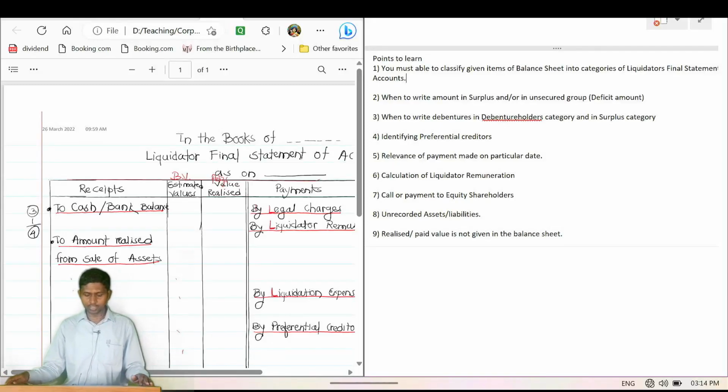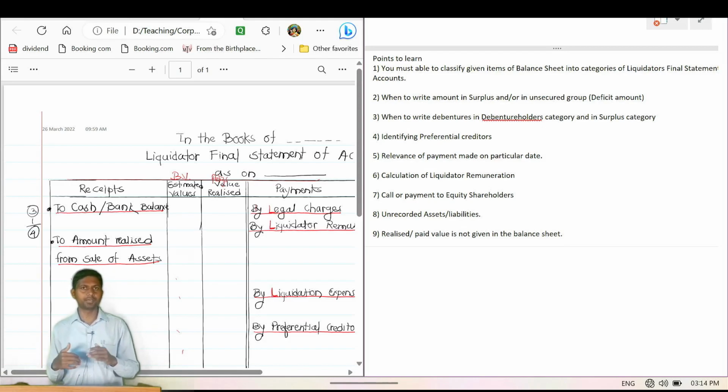Let me conclude this liquidator final statement of account. In the previous lecture, I taught you the concepts as well as one problem on a liquidation. Now, what we will do, my dear students, is summarize this liquidator final statement with the help of a few points.